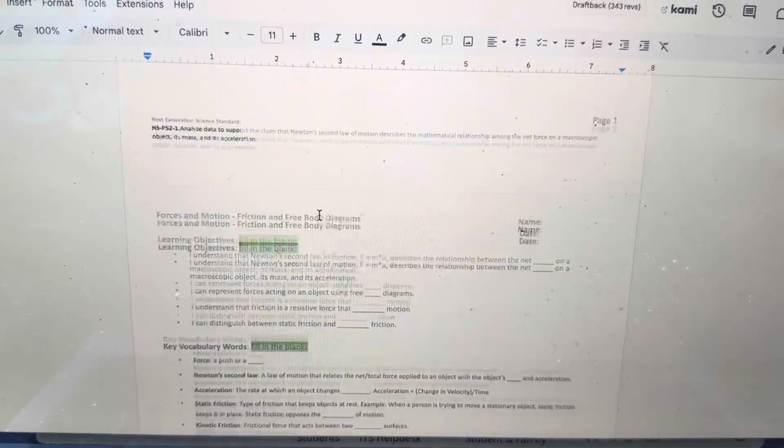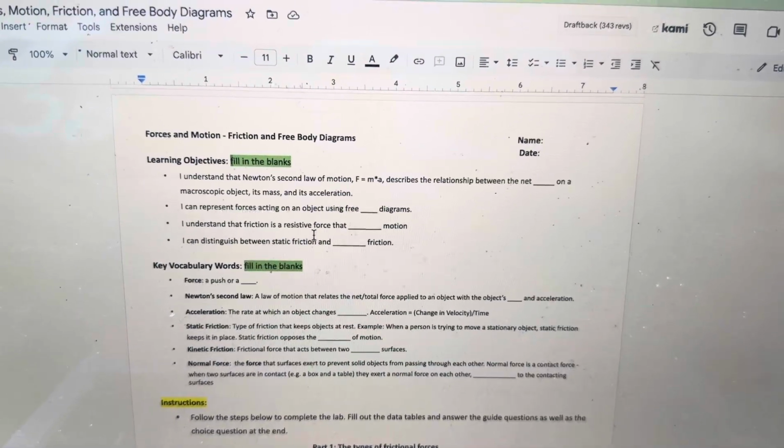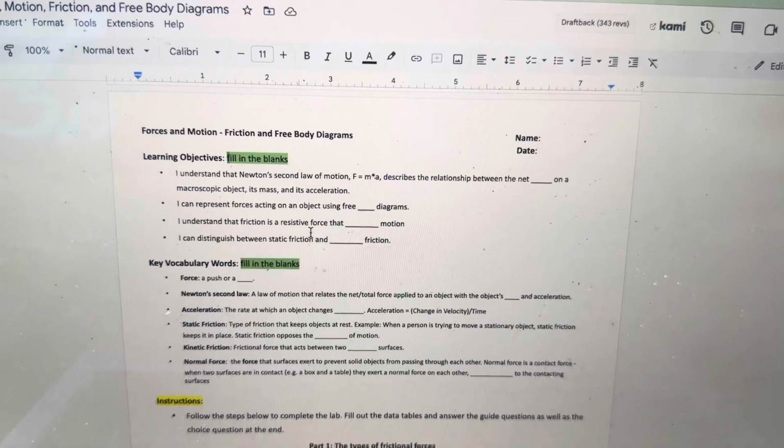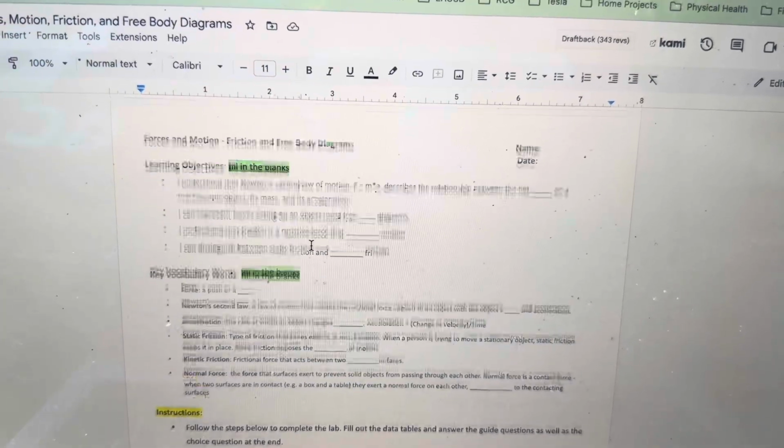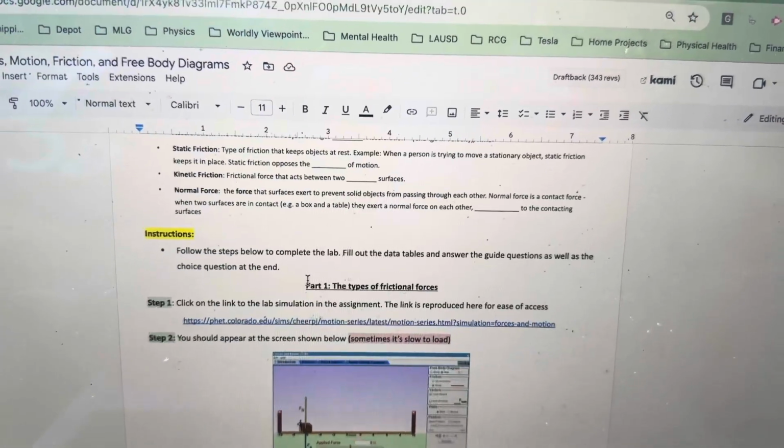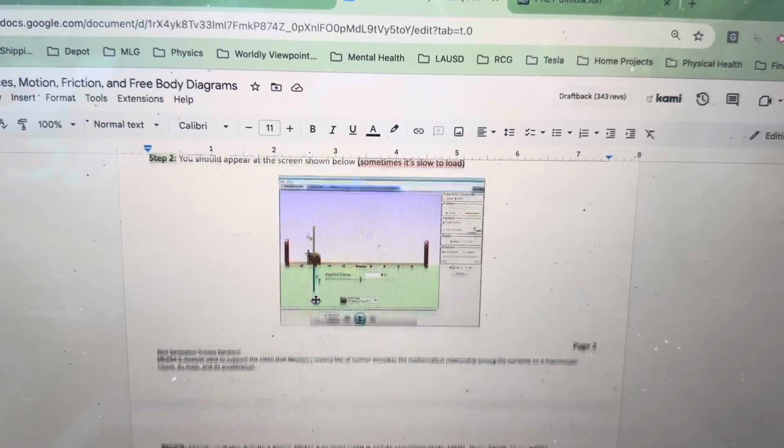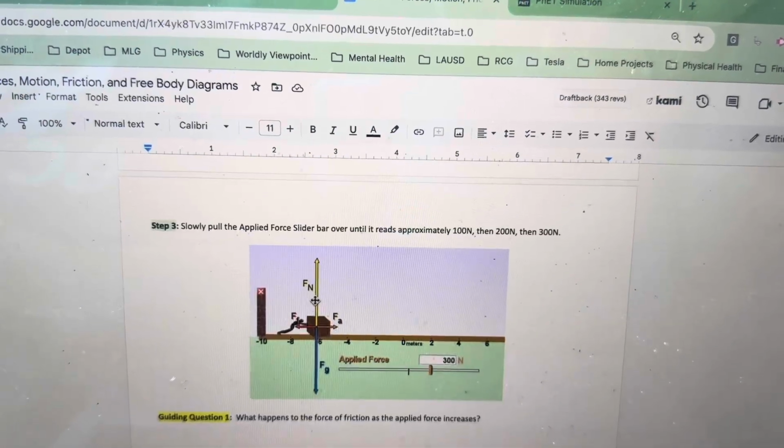Here's the link. Make sure that you complete all the fill in the blank things and also do all the instructions, which are highlighted. So some students miss these. Make sure you get them. And here's what the sim looks like. There are a few things to do.